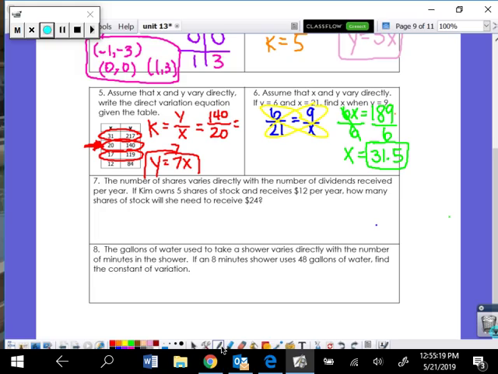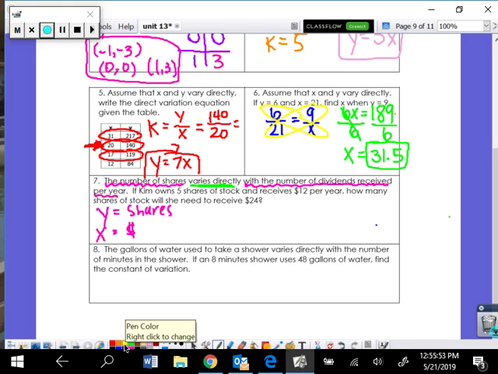Anyways, okay, we have the number of shares varies directly with the number of dividends received per year. So before we keep reading, remember this is always y varies directly as x. So we know y is going to be shares. x is going to be dividends received. Dividends also is just money. That's how much you're getting paid back.